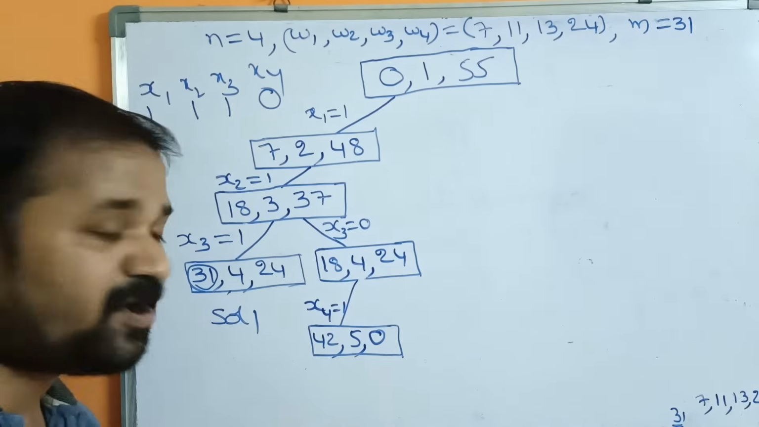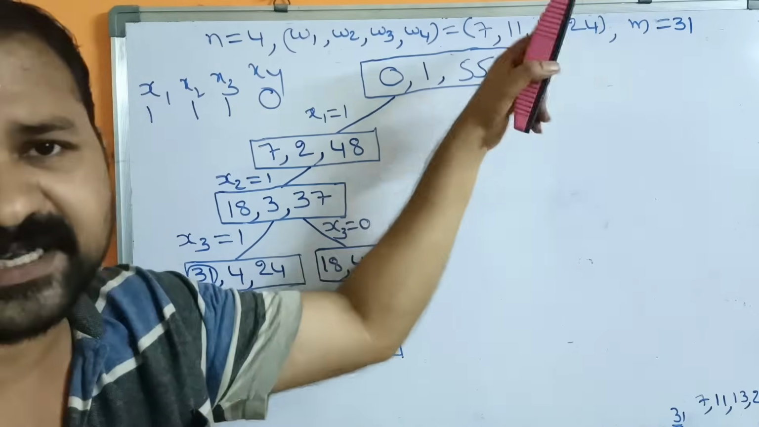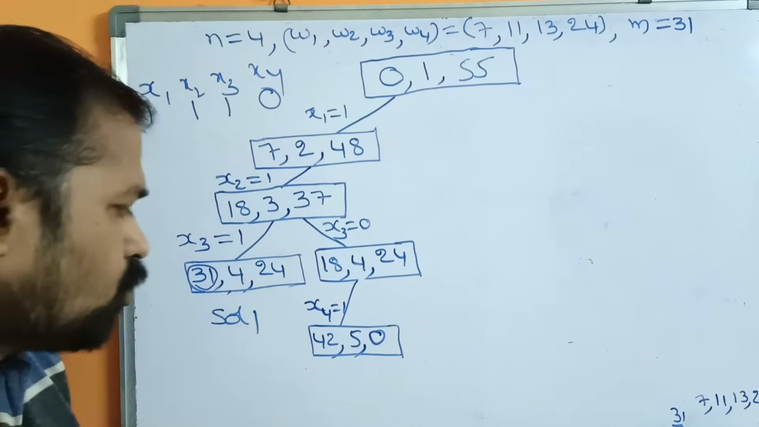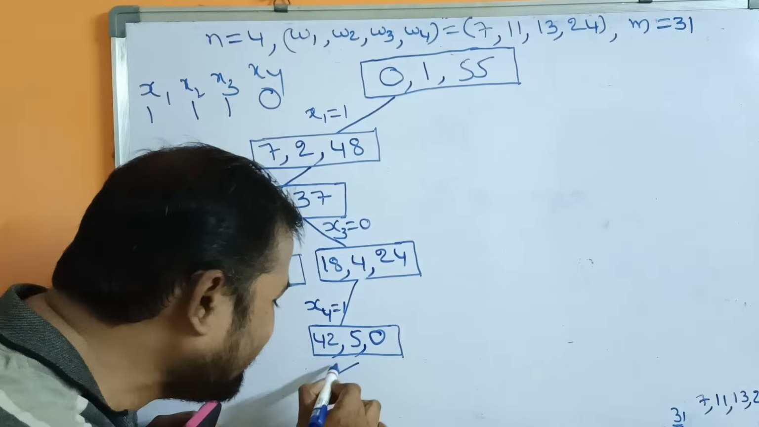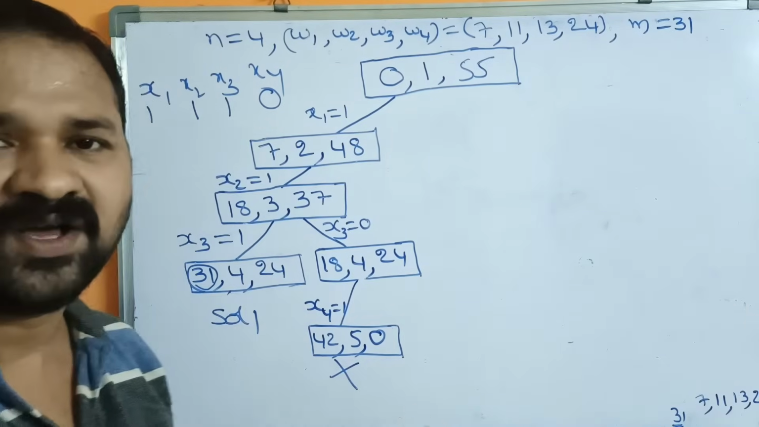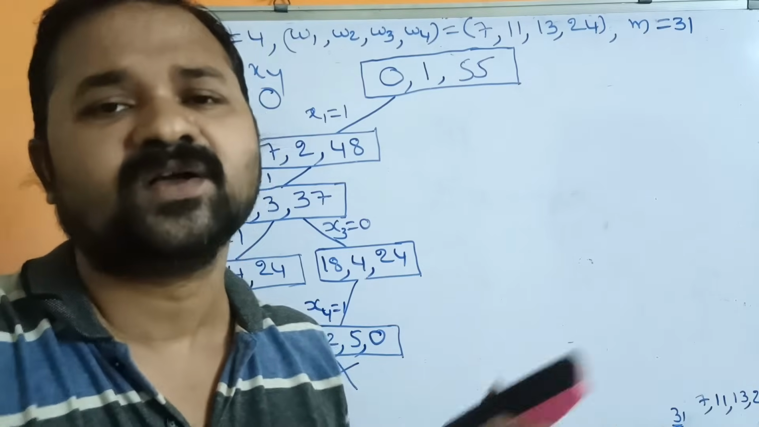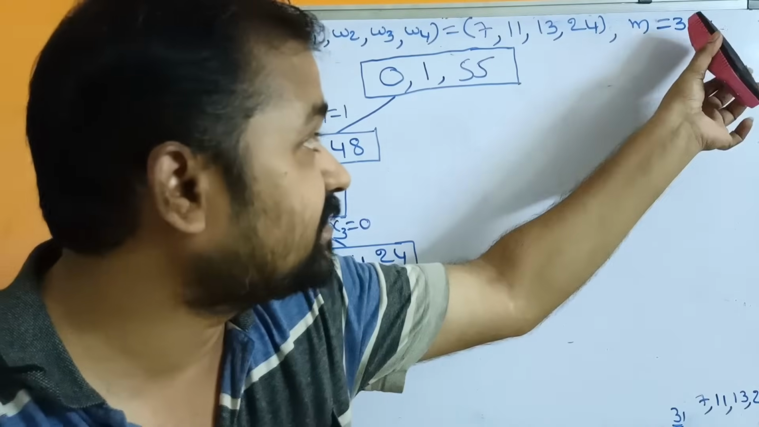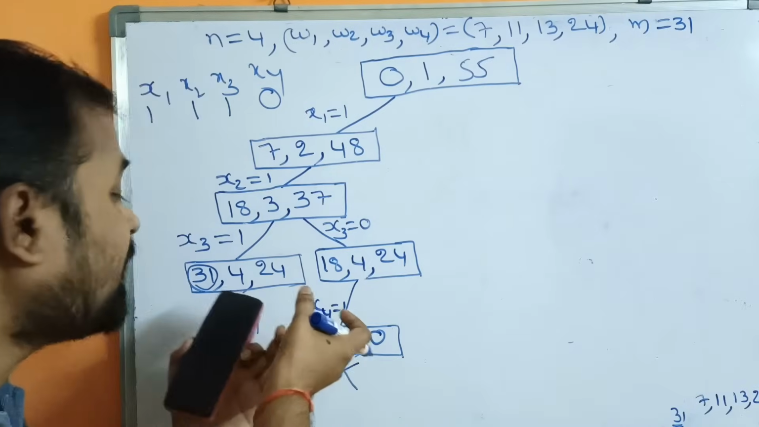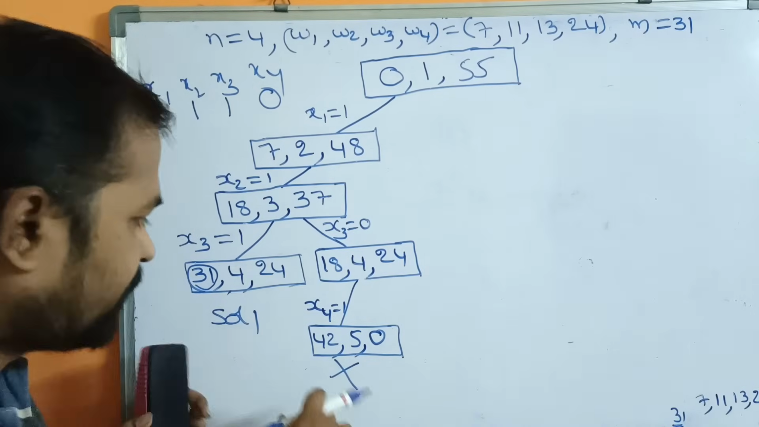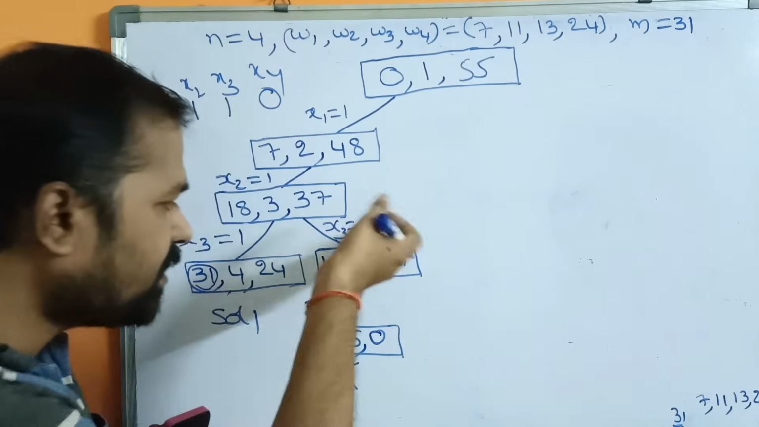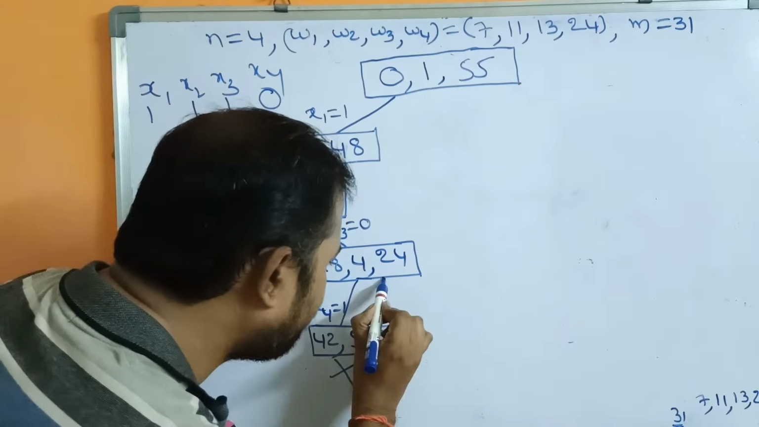So are there any other objects? We have only 4 objects. So there is no other way to go. So we have to kill this node. Why? Because there is no possibility for getting the solution. We have to get the sum as 31 only. But there are no other objects to explore. So we have to kill this node and perform backtracking.